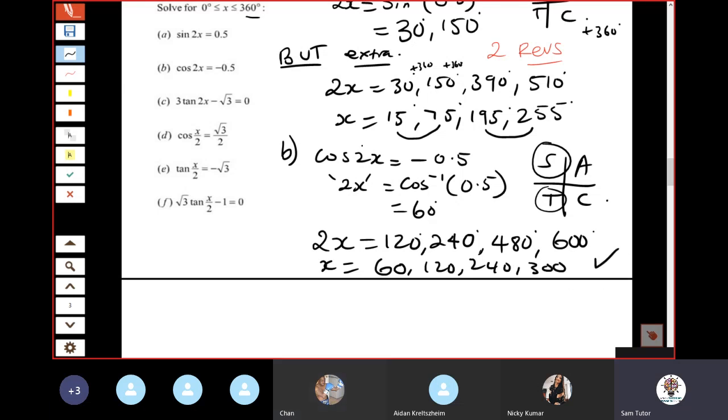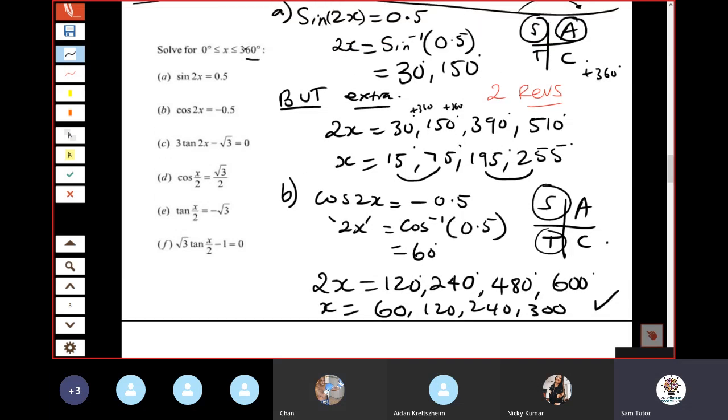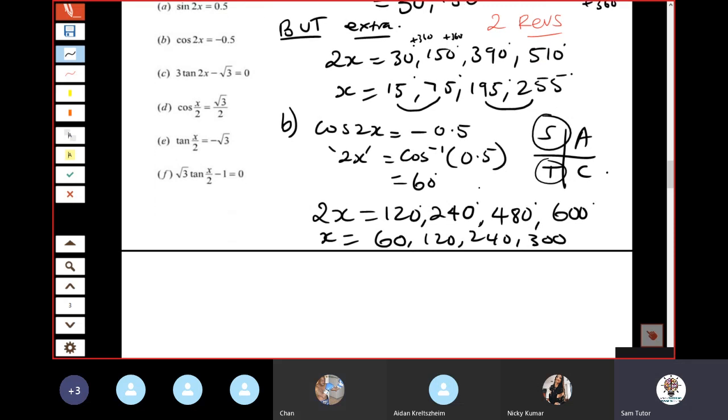Again, when your teachers do this, for 2x they're going to make this into 720. They're going to times it by 2. That's their method. I'm not going to do it like that. We're keeping everything as uniform as we can. All you have to remember is adding 360s, because it's 2 sets of solutions, or doing your 2 revolutions, and done.